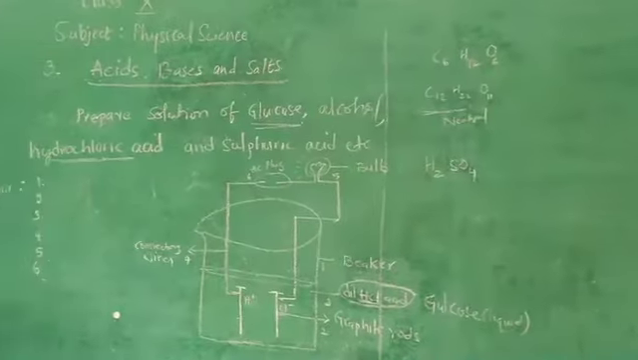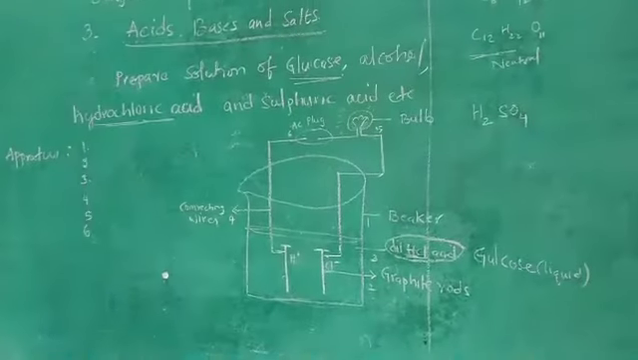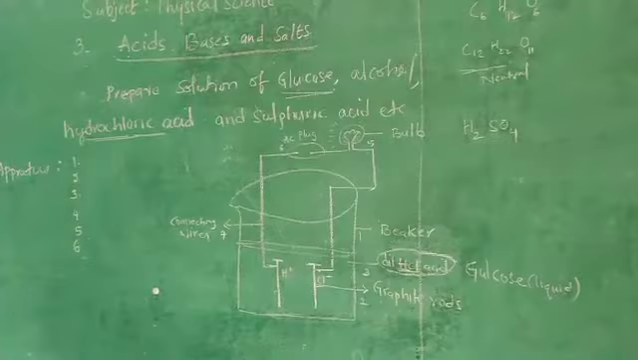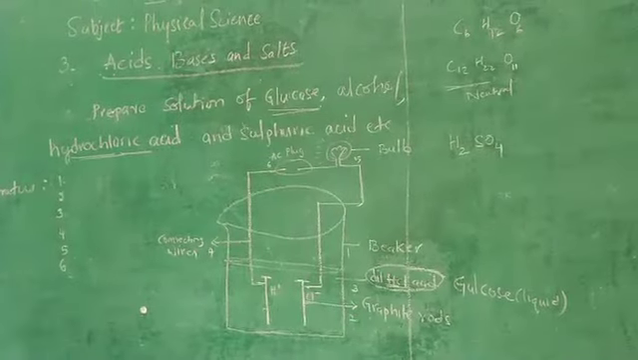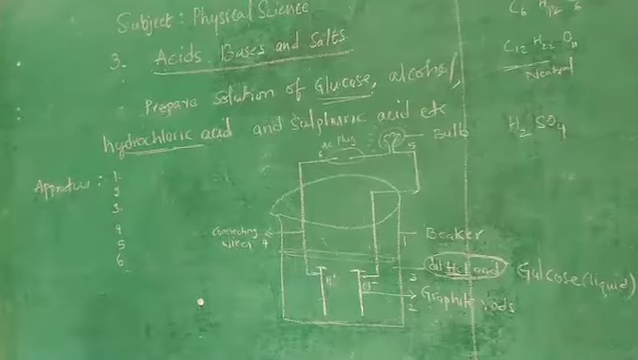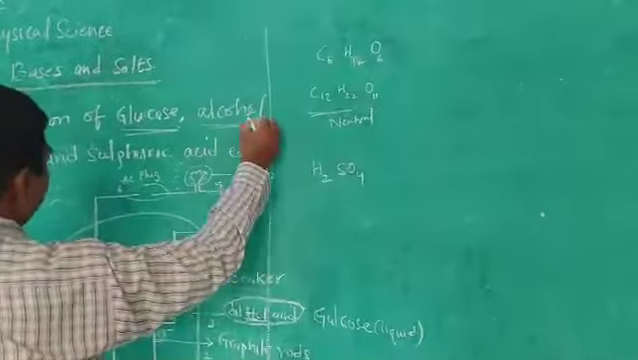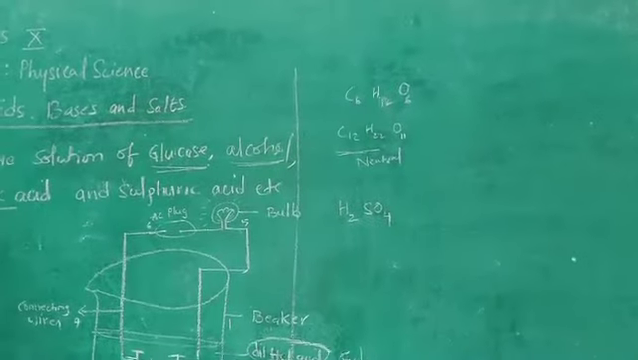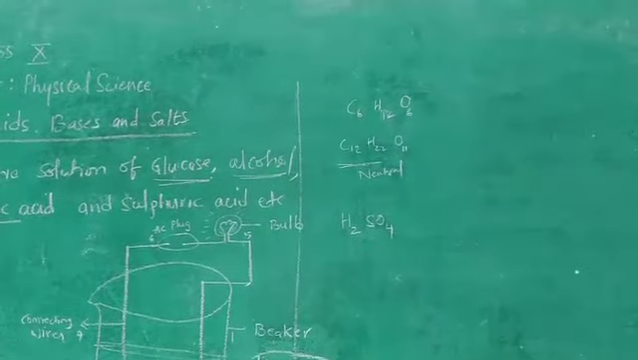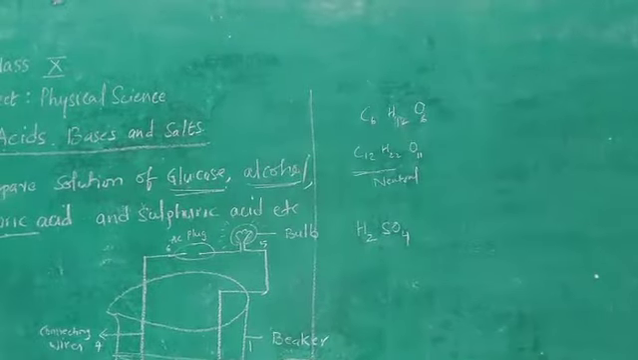What does that experiment conclude? That experiment concludes that the bulb did not glow in the glucose and alcohol solutions. Glucose and alcohol solutions do not glow, indicating the absence of H plus ions in the solution.